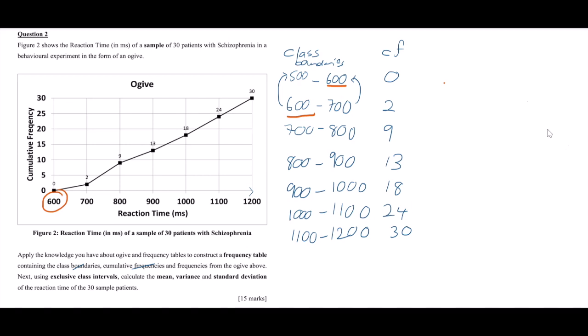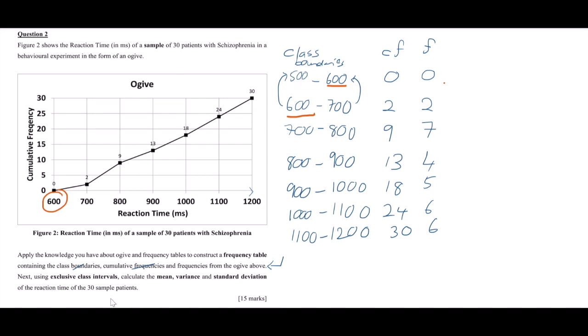The next step is to calculate the frequency, and this would be quite easy. You take the cumulative frequency from the next class minus the cumulative frequency of the previous class. So we always start with 0, and here you have 2, 7, 4, 5, 6, and 6. Okay, so we have done the first part, and it's not that complex actually. On to the next part.